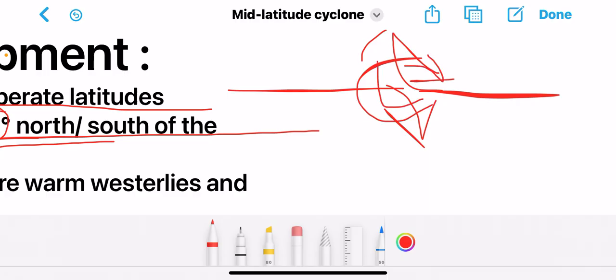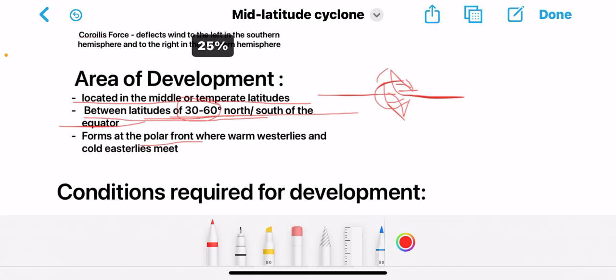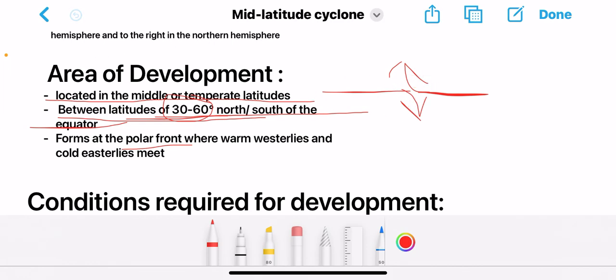Hence, an area of low pressure is formed at the surface. Remember, a low pressure forms when warm air and cold air meet, and the cold air will undercut the warm air, and the warm air will be lifted high. Okay?